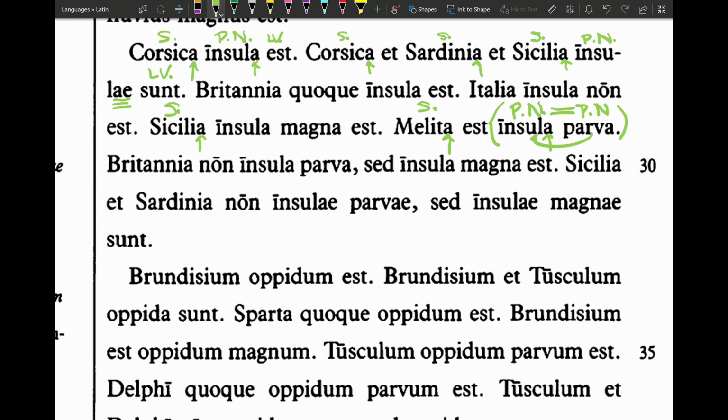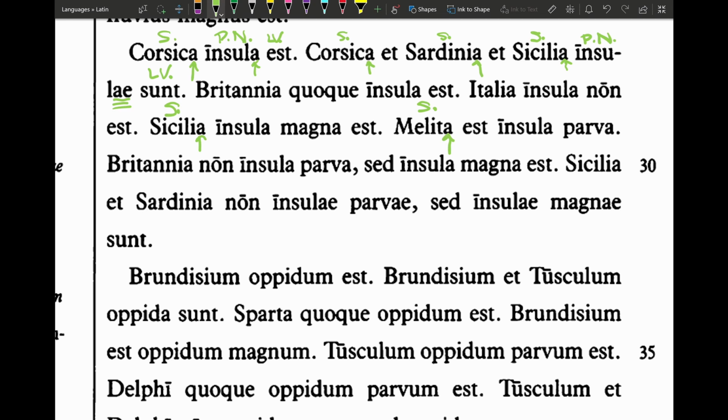Okay, notice again the A here on the end of insula, and notice the A here on the end of parva. Once again, a Latin adjective must always agree with the noun it modifies in case, number, and gender. All right, so let's go through that. What's the case? Well, we know it's a predicate nominative because we have a linking verb here, right? So it's nominative. The adjective is also nominative because it must agree exactly. Look at the number. They're both singular. And the gender is feminine. Okay?